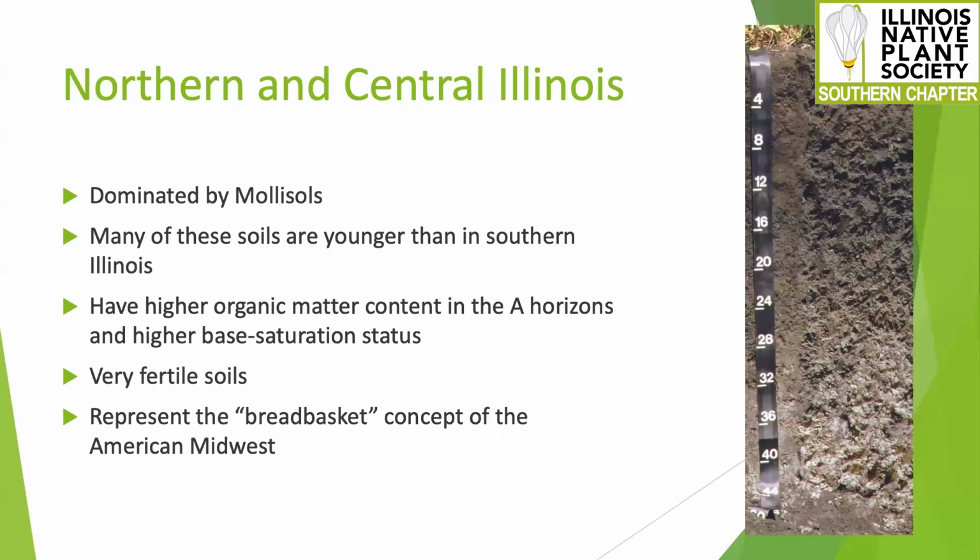And if you look at the profile right here, notice that all the way down to about 12 or so inches on that scale, we've got a nice dark color in the surface of that soil. We call that a mollic epipedon. In the world of soil science, the mollisols come from the presence of a mollic epipedon, a mollic surface horizon.